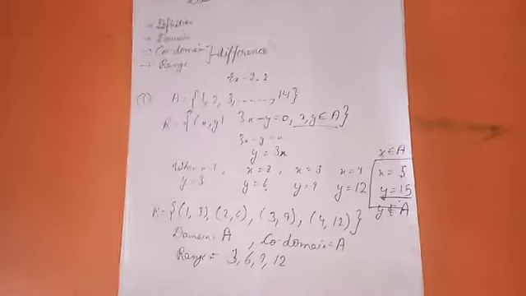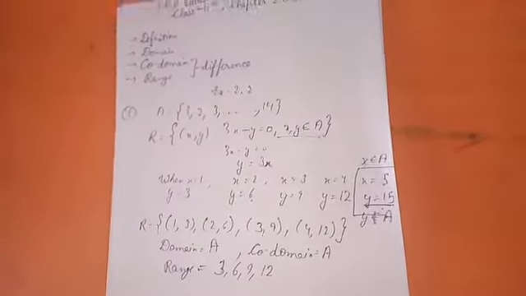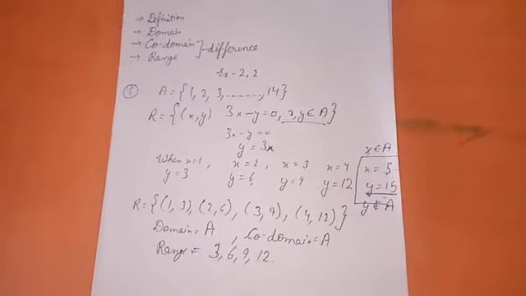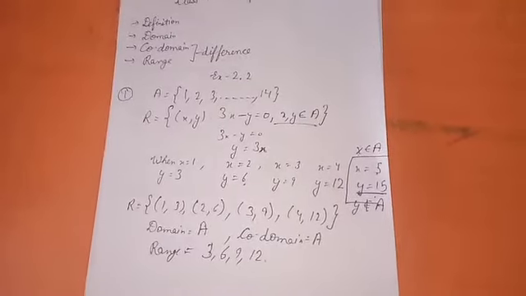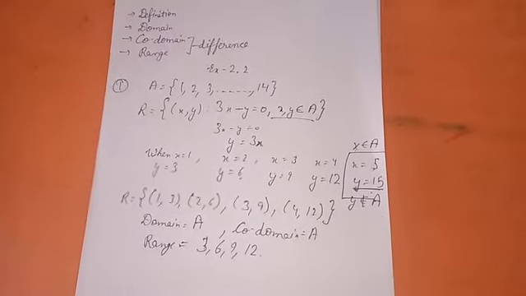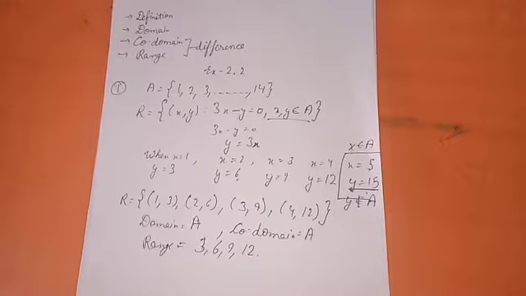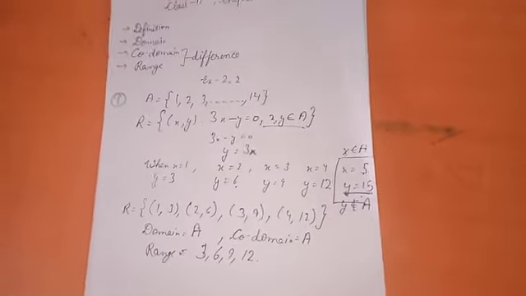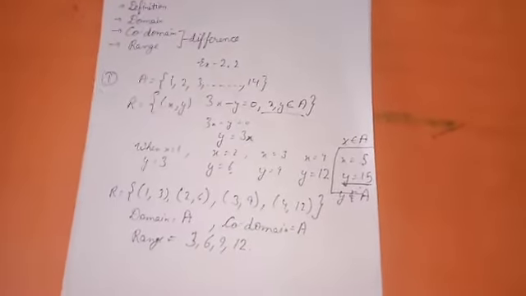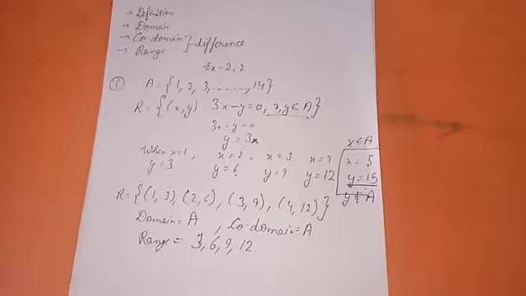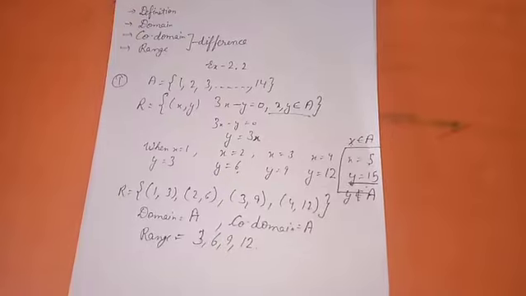Now second question. Similarly, in the second question, a relation R is given to you, and a set is given. Depict the relationship using roster form. Similarly, you have to make the roster form and write down the domain and range.